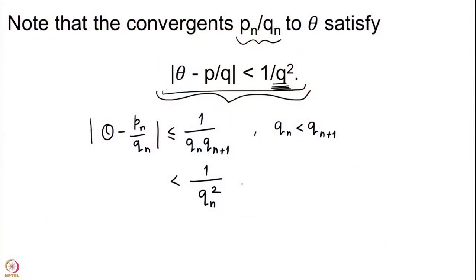In fact, these convergents satisfy the inequality that |theta minus p by q| is less than 1 by q square. The convergents Pn upon Qn satisfy this inequality. We are going to prove that these are the best rational approximations. But before that, we should know what a good rational approximation is. Any rational p by q to theta satisfying |theta minus p by q| less than 1 upon q square, that is, the difference is less than 1 upon the denominator square, is called a good rational approximation.